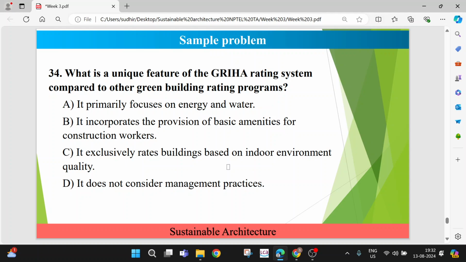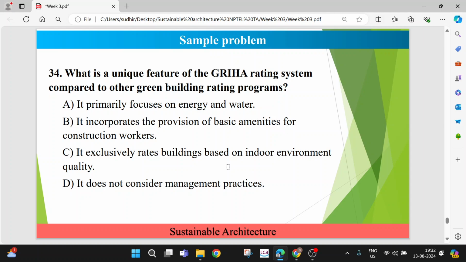Question 34 is visible. Yes, sir. Try to give the answer. This particular feature of the Griha rating system, what unique feature does it have compared to the other green building rating programs?